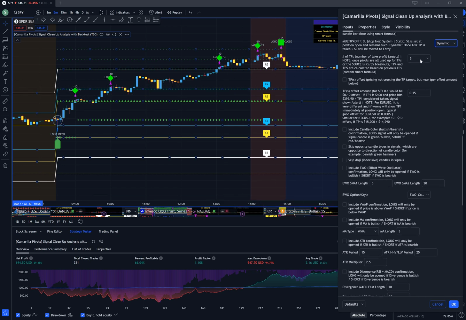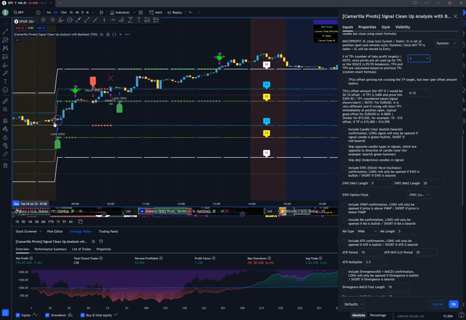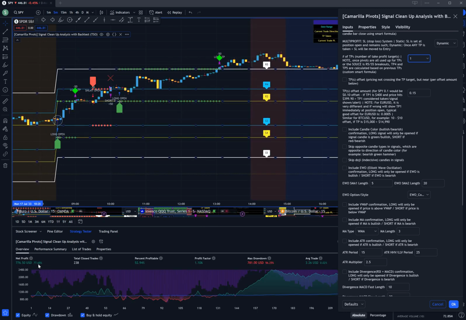Next is the number of TPs, number of take profits. We found so far very good results using at least from 3 to 5, but you could set it to 1 and you can see what happens. It's not a bad result for this particular setup. It's just, you see this? Up, down, up, down. This is not really good. It eventually went up, but this is not something I would want to see.